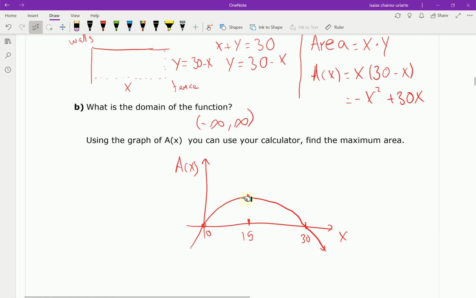Well, then what's the maximum area? I would have to plug 15 into my expression, A of 15. It's going to be 15 times 30 minus 15, which is just 15 squared, or 225.